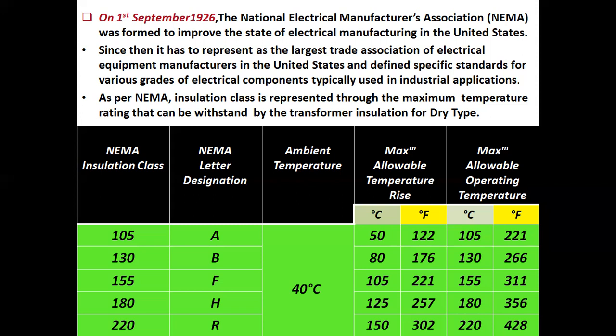Insulation class 220, NEMA letter designation R. Ambient temperature 40 degrees centigrade. Maximum allowable temperature rise 150 degrees centigrade, 302 degrees Fahrenheit. Maximum allowable operating temperature 220 degrees centigrade, 428 degrees Fahrenheit.